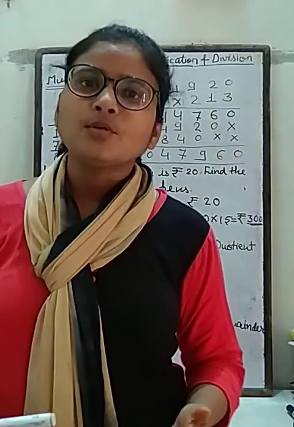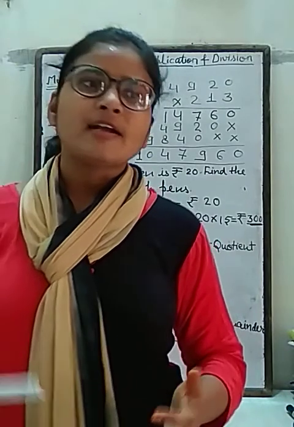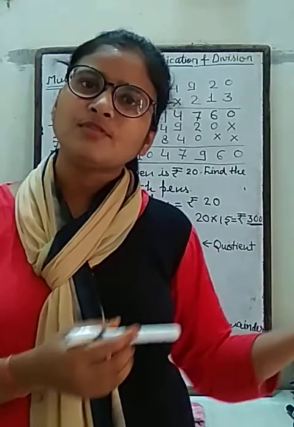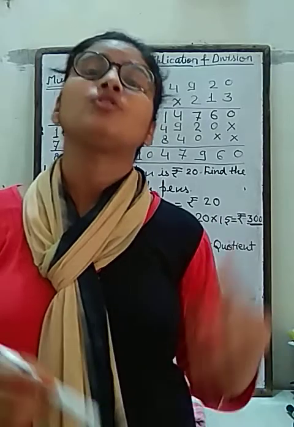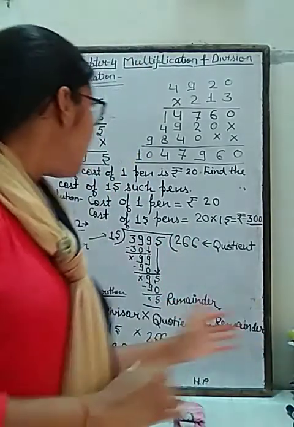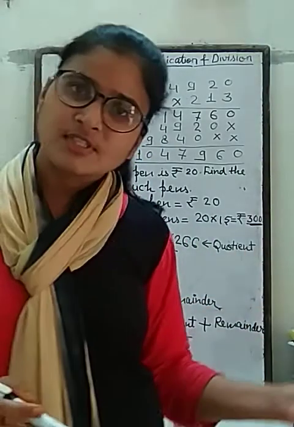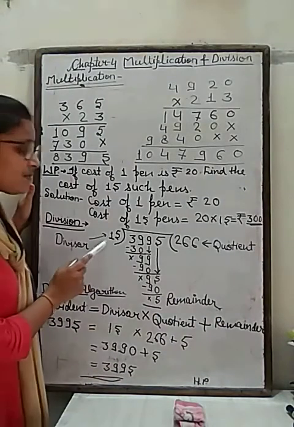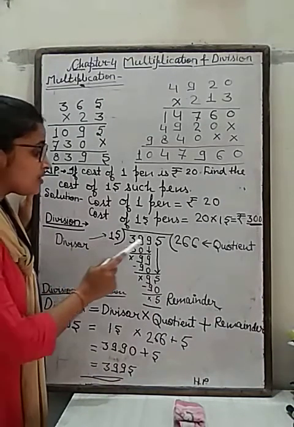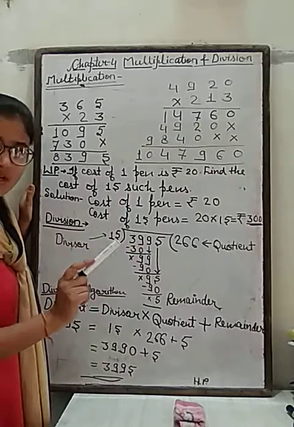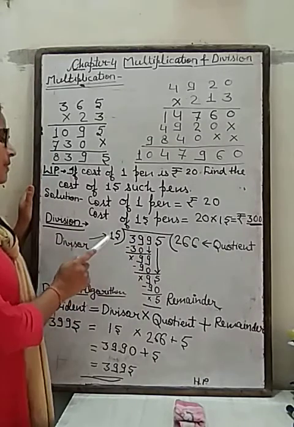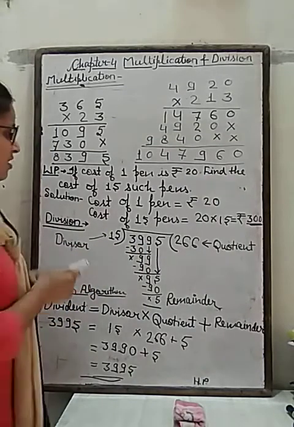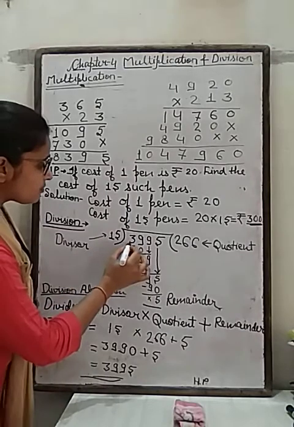Now I'll tell you how to divide two digits, and the same way you can proceed for more, that is how to divide three digits, how to divide four digits. So I'm telling you here how to divide a two digit number. For example, we have to divide 3995 by 15. Okay, so we will start from the first digit. Firstly, we will divide in 3.